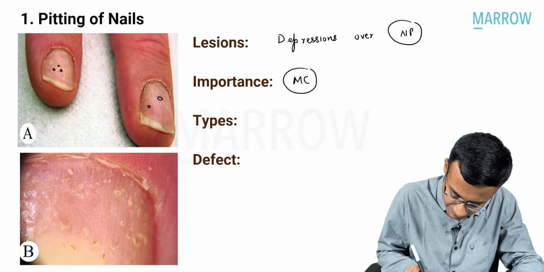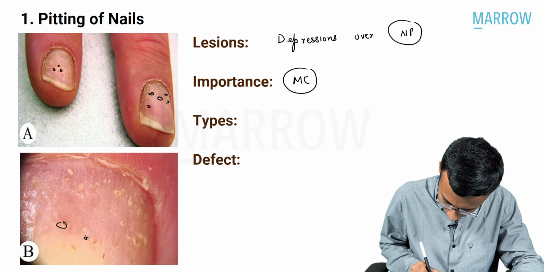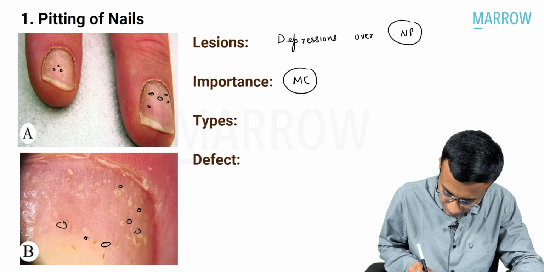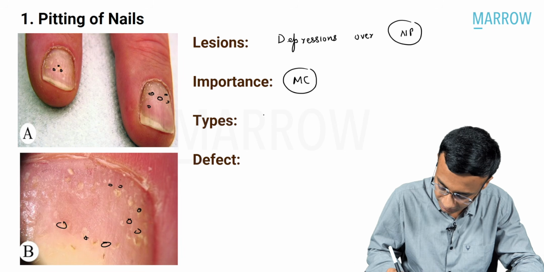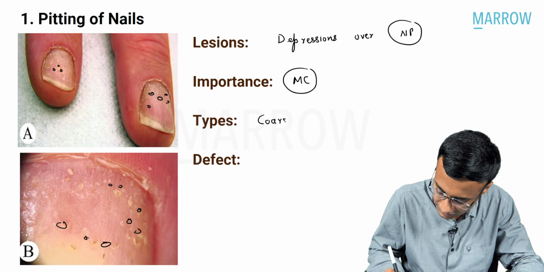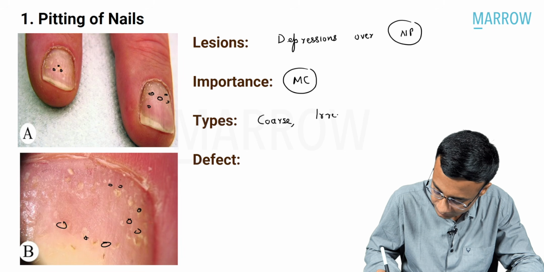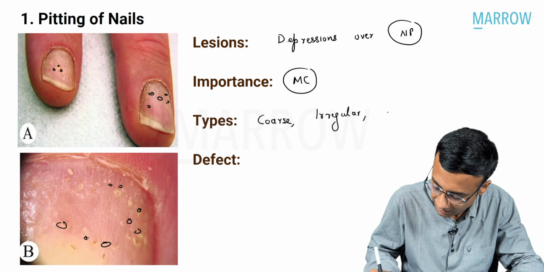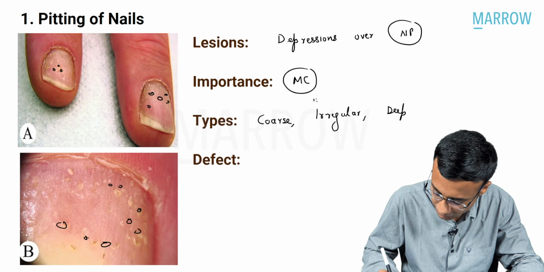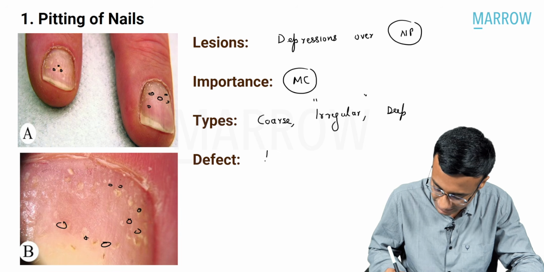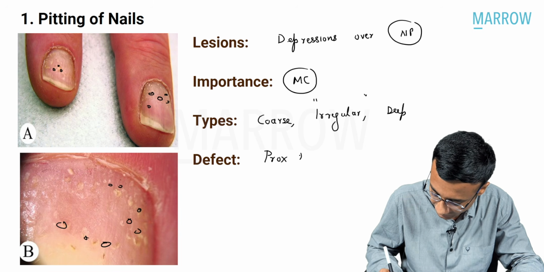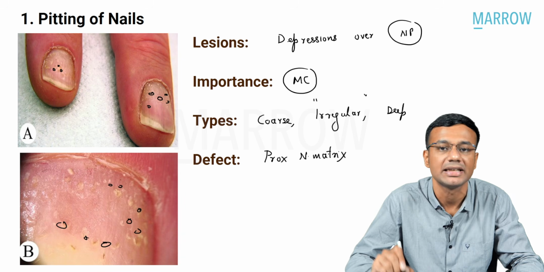See these multiple pits here, which are coarse, irregular and deep. You get coarse, irregular and deep pits. So these are the three keywords: coarse, irregular and deep. As you can remember in the question, irregular pitting was mentioned there, and the defect here is in the proximal nail matrix. The defect in pitting is in the proximal portion of the nail matrix.